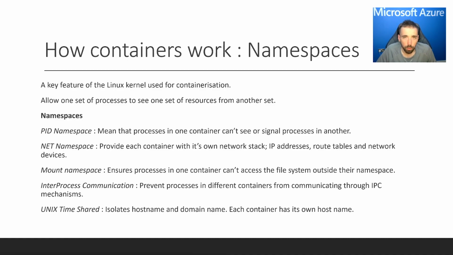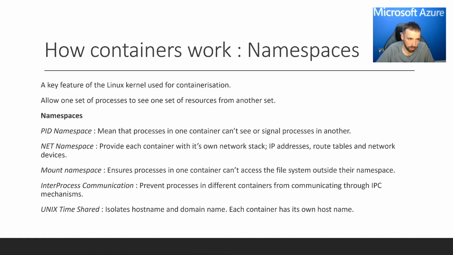So now I want to get a little bit more into how containers work and how that isolation is provided in the operating system. So a key feature of the Linux kernel that's used for containerization is namespaces. And this allows one set of processes to see one set of resources from a different set of processes. These are some of the namespaces that provide isolation.